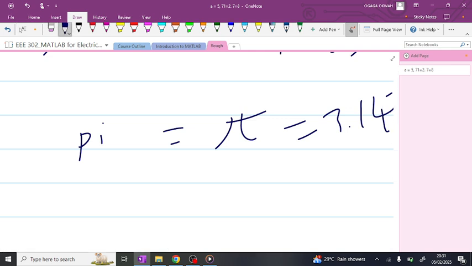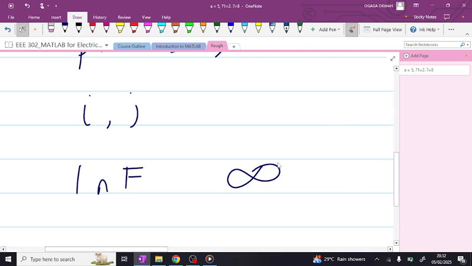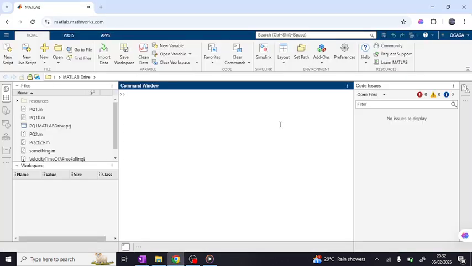Then for j, as complex numbers, you either use i or you use j for the complex numbers in Matlab. Then this means infinity, which is this symbol. To write this symbol in Matlab, because we don't have this on our keyboard, we'll have Inf in Matlab. Then for not a number, just NaN, which is not a number. Okay, so let's go to Matlab and do that.